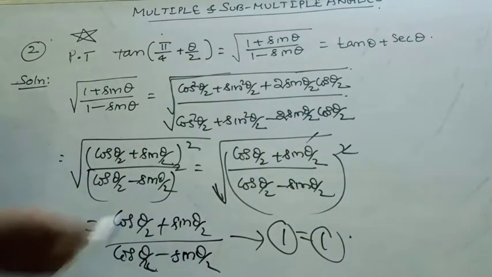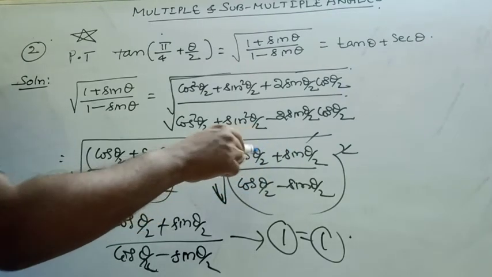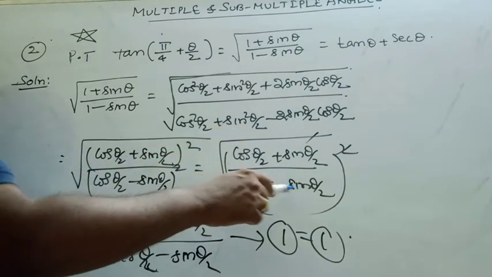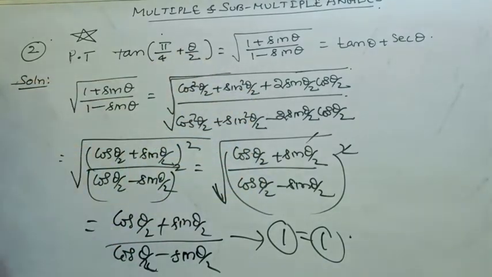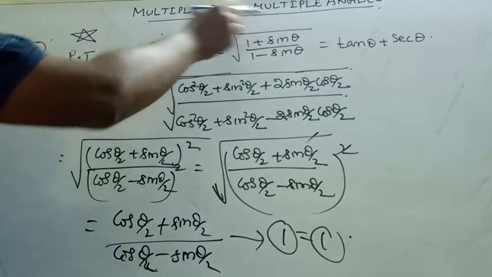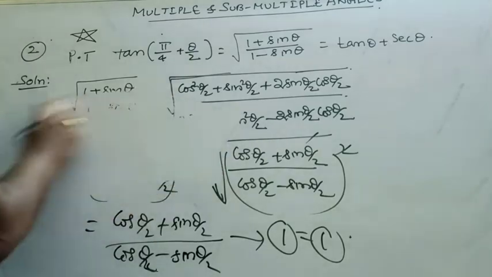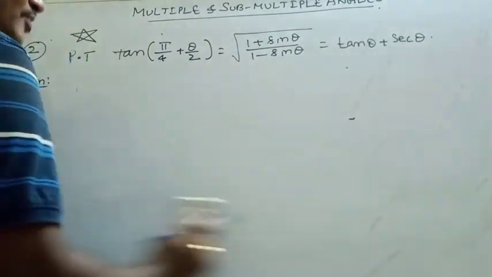Right, my dear students? Because you see, cos theta by 2 plus sin theta by 2 is always positive, and cos theta by 2 minus sin theta by 2 is always positive. Therefore, being positive quantities, we can get this thing, and it is equal to 1 like this. Now we proved the first one is equal to the second one. Now let us prove that it is equal to the third one. How we are going to prove?